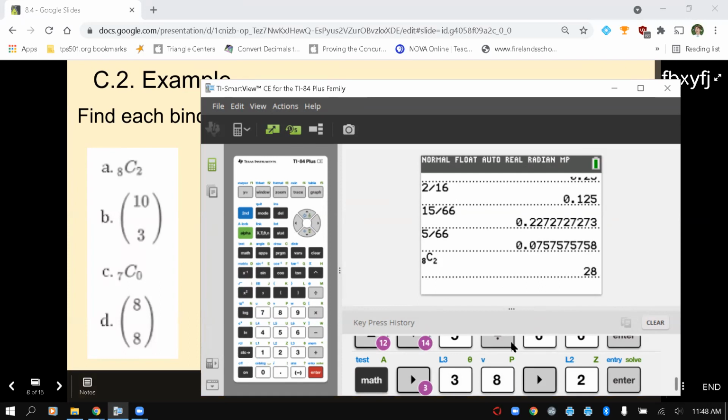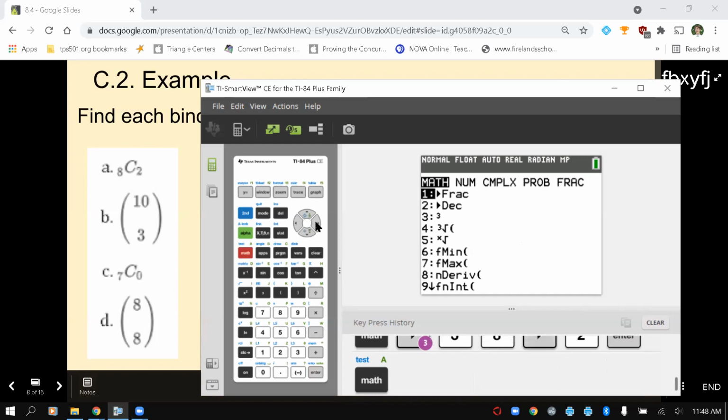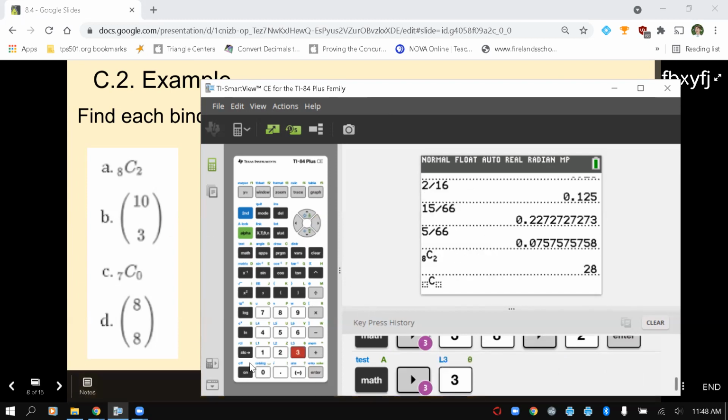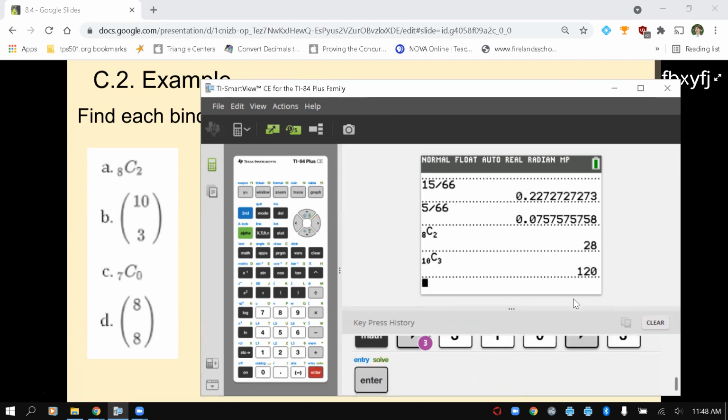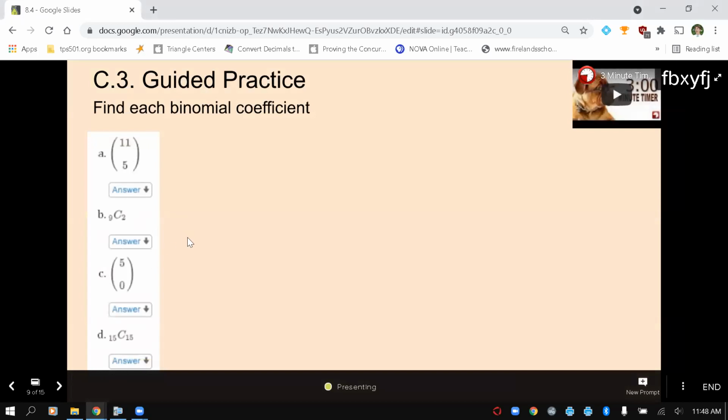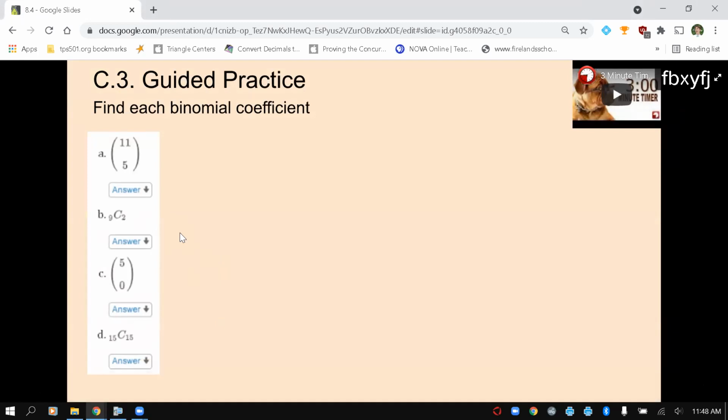Isn't that cool? So for this one, again, for the parentheses one, same thing. You do math, go right to the probability column, option 3, 10 and 3. It's 120. That's option 3, nCr. All right, so try these 4, ideally by hand first, then in the calculator to check your answer.